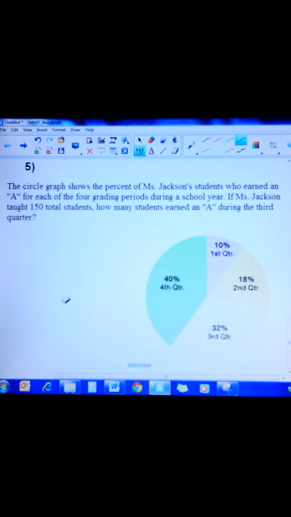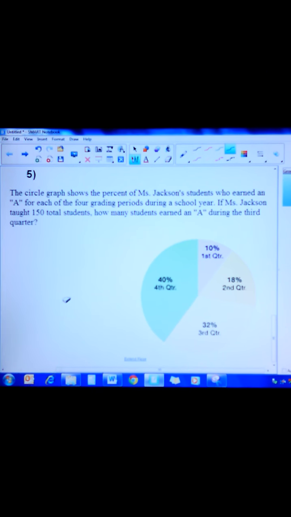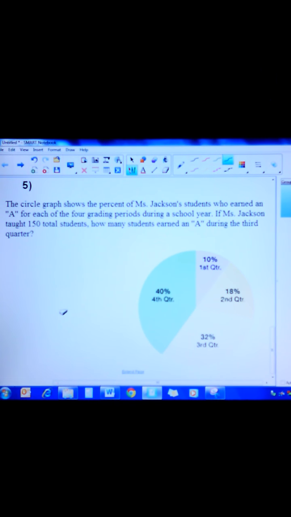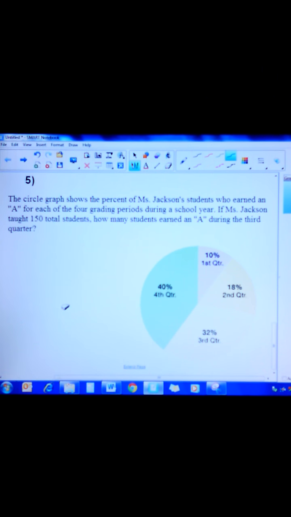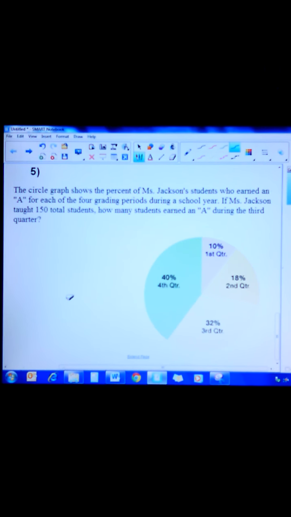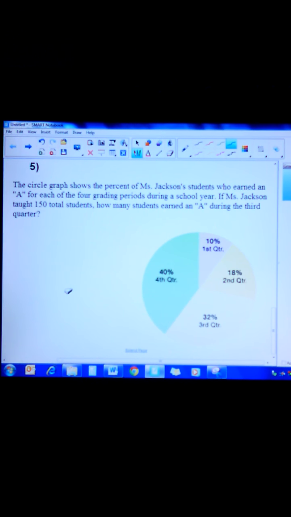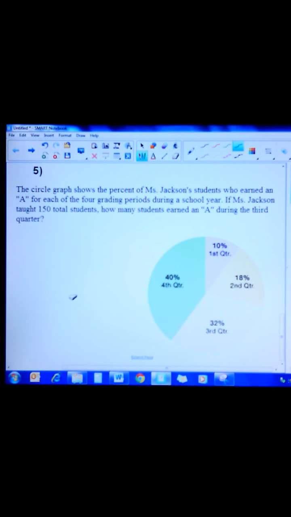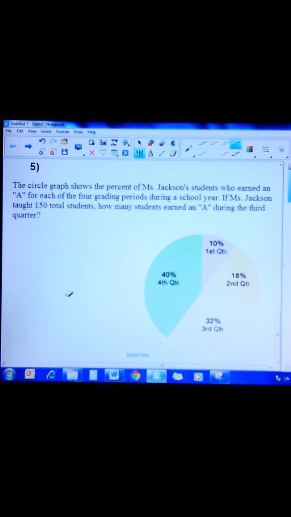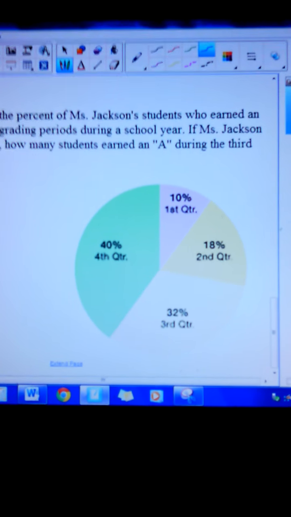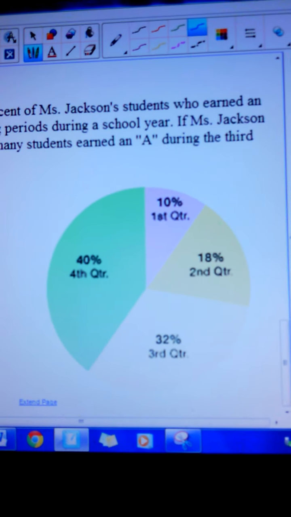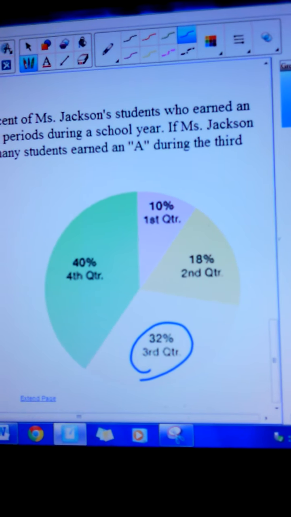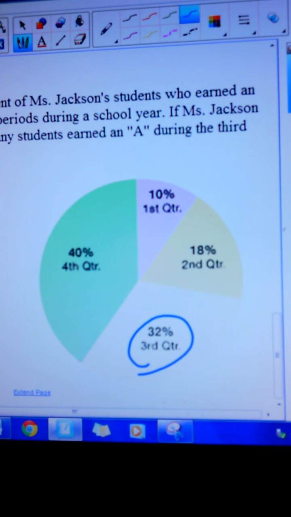Number 5, the circle graph shows the percent of Miss Jackson's students who earned an A for each of the 4 grading periods during the school year. If Miss Jackson taught 150 students, how many students earned an A during the third quarter? All right, so we need to find the percentage associated with the third quarter. So if we look at the circle graph, we notice that 32% of the students in the third quarter earned an A.